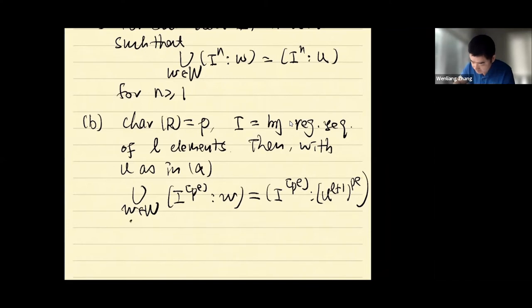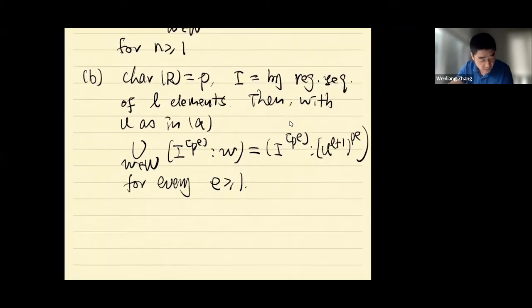This is for every E at least one. Okay? It's a uniform phenomenon. So one special U in your entire multiplicative set will capture all the colons. Now, in my notes, I had a proof, but then Stachner told me that this was actually assigned as an exercise in Florence's lecture. So I won't repeat the proof here.